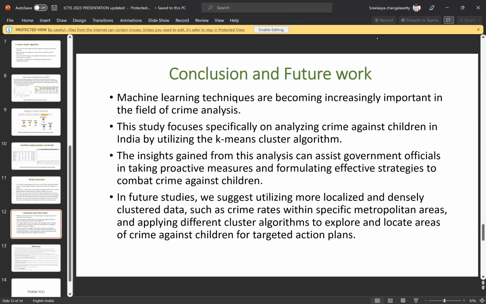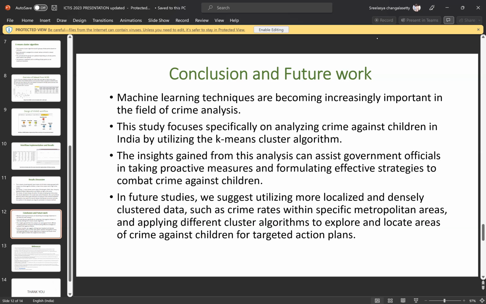Coming to our conclusion. As we can see, machine learning techniques are becoming increasingly important in the field of crime analysis and can really provide us with a great way to work against crime, which is a growing problem. So in our study, we focus specifically on crime against children, and we also specifically use the K-means clustering algorithm. And we're hoping that the insights that we gained would be able to assist government officials on where they should be focusing in the future, where these high crime areas are, and using this data, they can create better strategies to combat crime against children.